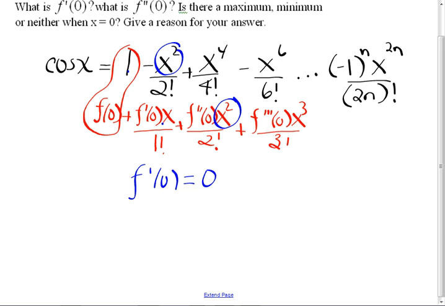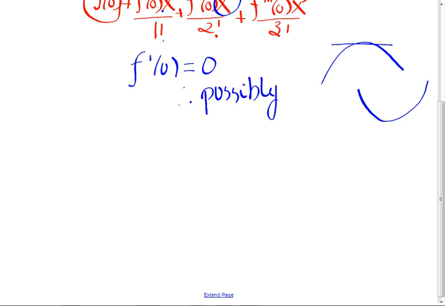If the first derivative is 0, maximum or minimum, right? So what is f prime of 0? It's 0. Therefore, possibly, no guarantees, a max or a minimum. How am I going to know? I can't do a first derivative test. I have to do a second derivative test.